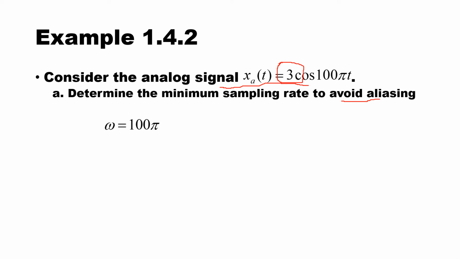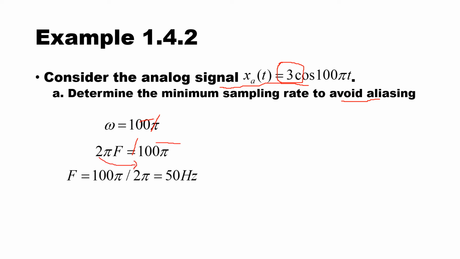It's simple. Omega is 100 pi, which means 2 pi f is equal to 100 pi, which means f is equal to 100 pi divided by 2 pi, which is equal to 50 hertz. So the signal actually is of 50 hertz. And if it is 50 hertz, double this frequency will be 100 hertz. That is, it should be sampled at a frequency greater than 100 hertz.